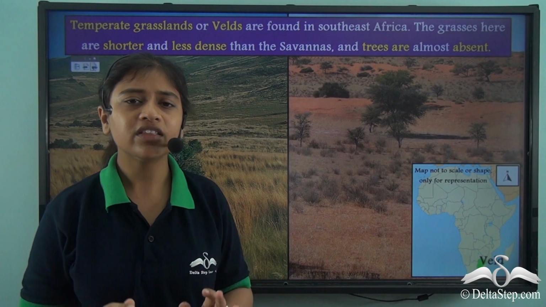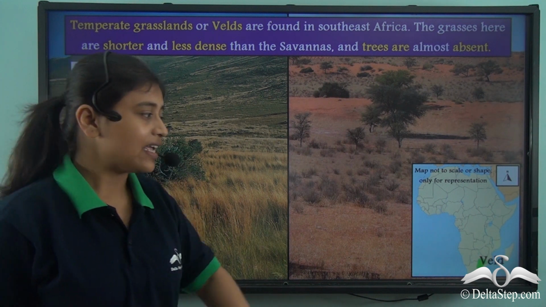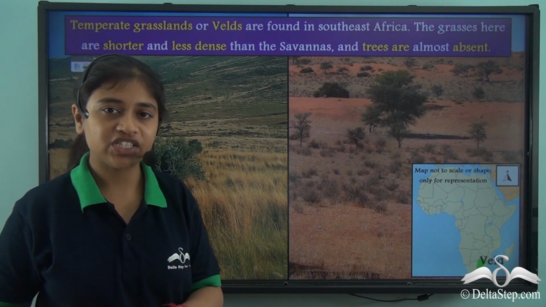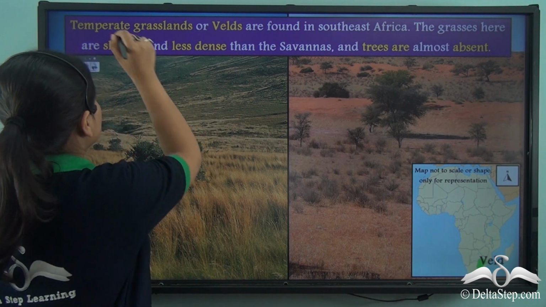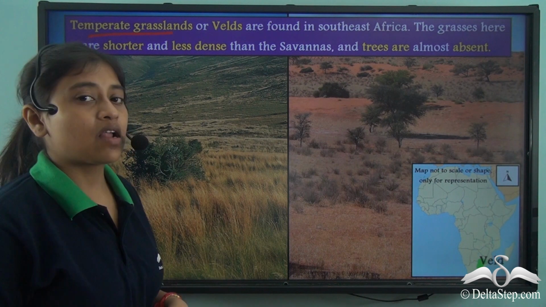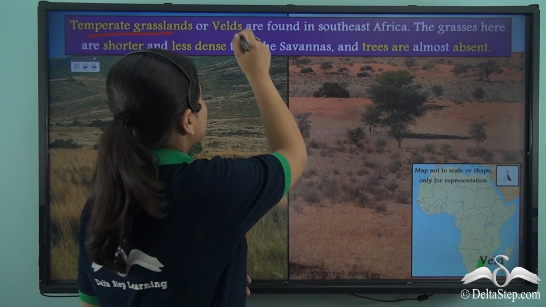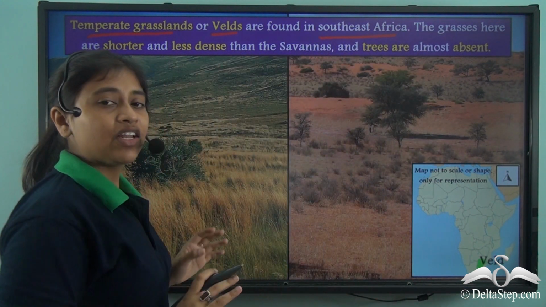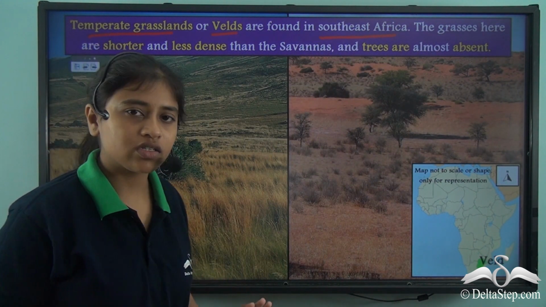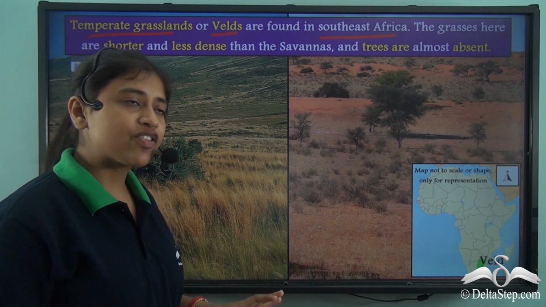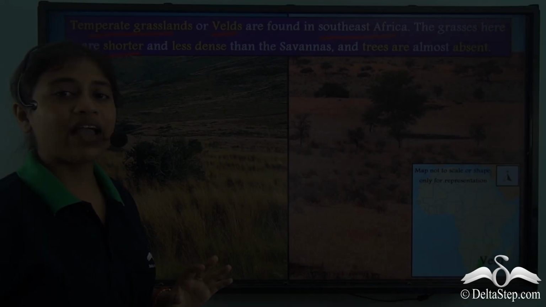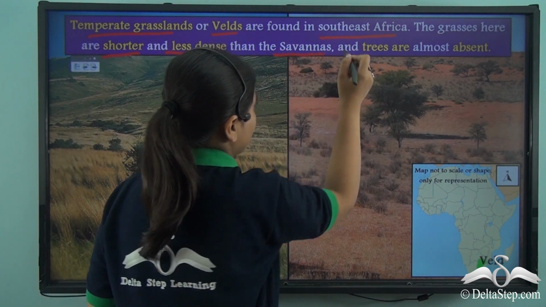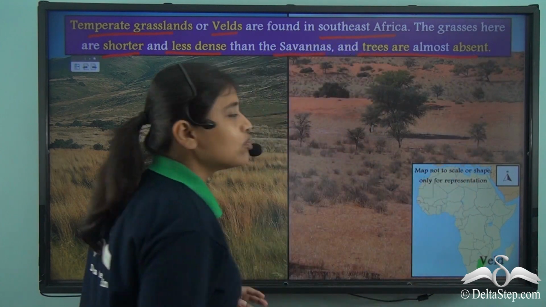Now, on moving further away from the equatorial region, in the southeast part of the continent, we have another type of vegetation quite prominent here, that is the temperate grasslands. Now, the temperate grasslands, also known as veldts, are found in the southeast African region, and here the grasses are even shorter as compared to the tropical grasslands, and the forest is also less dense than the savannas, where trees are almost absent.